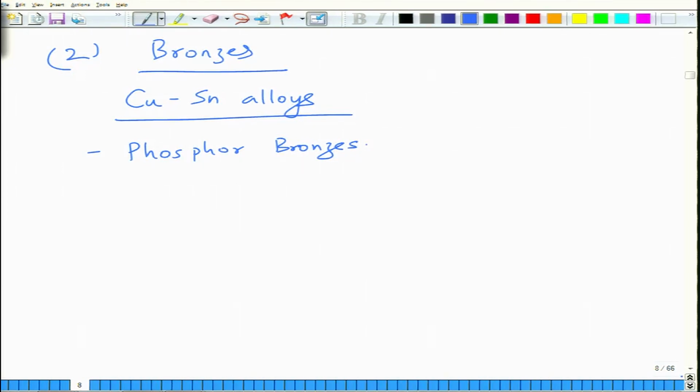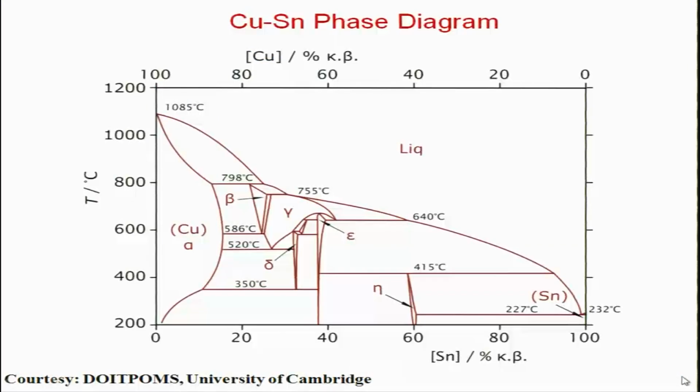Okay, so I'll just go to the phase diagram first before we go to details. So again, in this phase diagram, you can see that copper and tin have very vastly different melting points. As a result, they also have a lot of peritectic reactions. So you have the first peritectic reaction here at 798 degrees centigrade, another one at 755, another one at 640, and then another one at 415 degrees centigrade, and then you have a eutectic at about 232 to 227 degrees centigrade. So up to 415 you have peritectic, and then you have a eutectic reaction. So again, you can find the two phase fields.